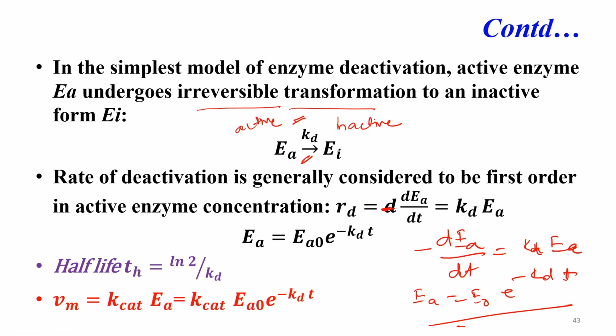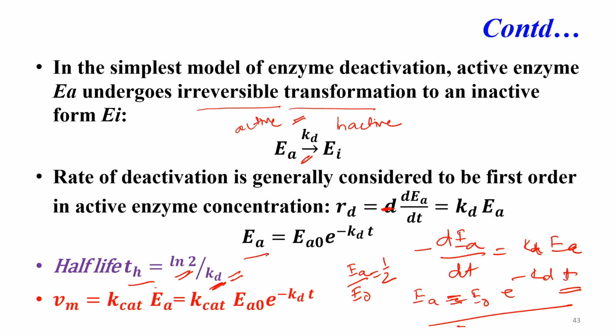Now, what is happening in case of enzyme deactivation? The amount of enzyme is further decreasing, and we know this is following first order kinetics. If I say half time means when the activity is half, so it means EA upon E naught is half. If I put that over here, T will be replaced by TH, and TH is ln2 upon Kd. So, in this way, if half time is given, we should be able to calculate the deactivation rate.